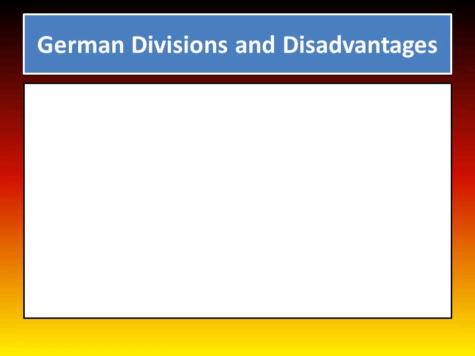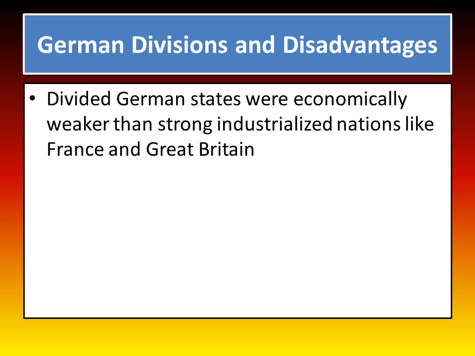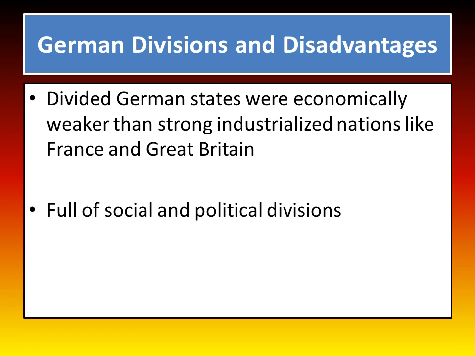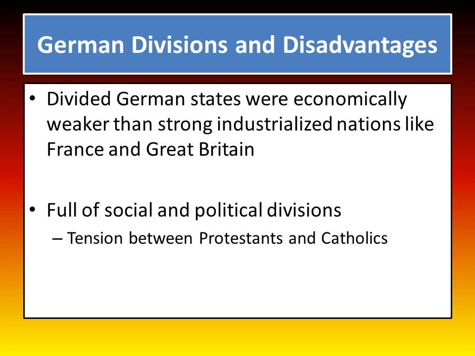Because the German states remained divided, they were economically disadvantaged compared to the strong industrialized nations of Great Britain and France. The German states were also full of social and political divisions, as well as tension between a large Protestant and Catholic population.